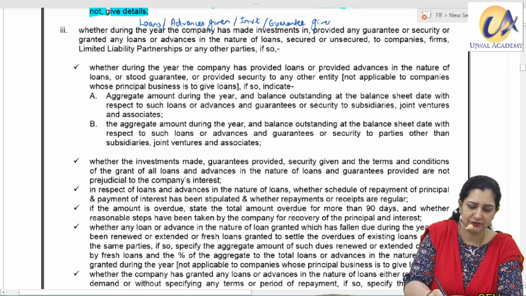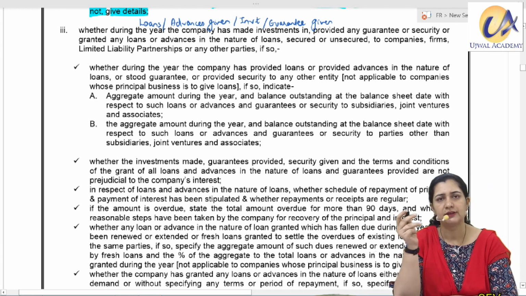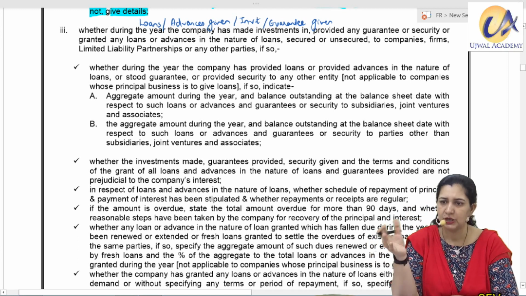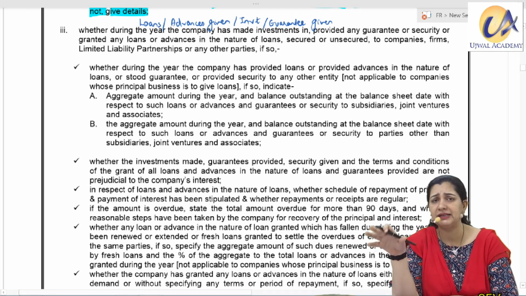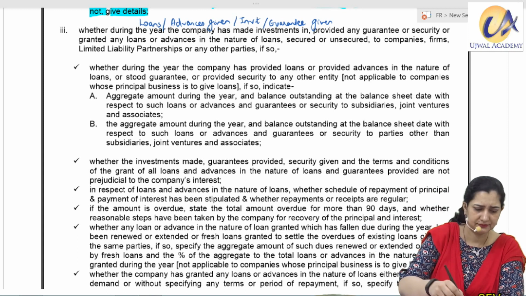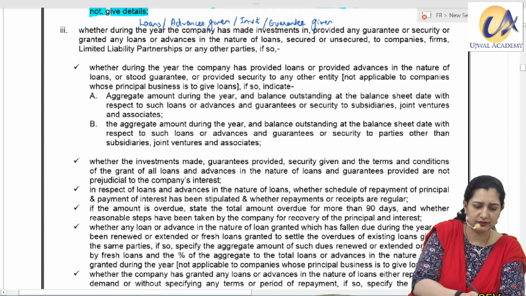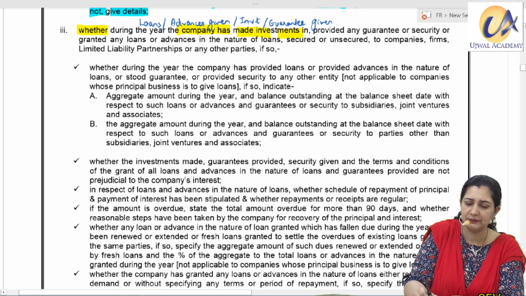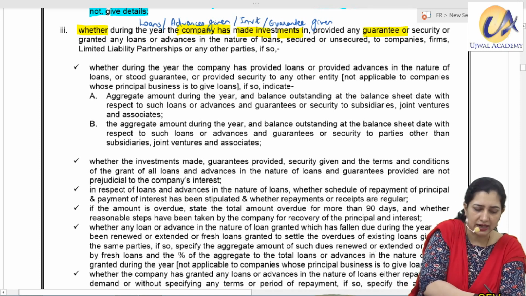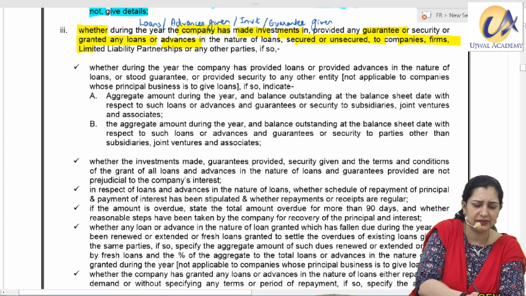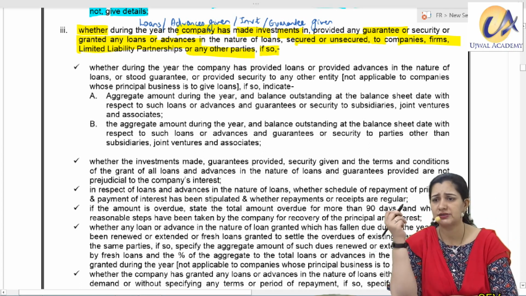All this, if the company has given. Okay. So, has our company given any loans, made any investment, or given any advances to companies, other firms, LLPs, any party, anybody? Get it clear. Whether the company has made any investment, given guarantee, granted loans, advances, secured or unsecured, to any other company, LLPs, partnership firms, individuals, anybody.